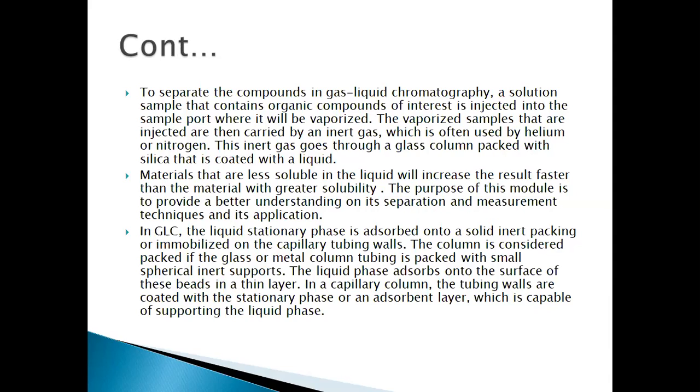In gas liquid chromatography, the liquid stationary phase is adsorbed onto solid inert packing or immobilized on capillary tubing walls. The column is considered packed if the glass or metal column tubing is packed with small spherical inert supports. The liquid phase is adsorbed onto the surface of these beads in a thin layer. In a capillary column, the tubing walls are coated with a stationary phase or adsorbing layer which is capable of supporting the liquid phase.